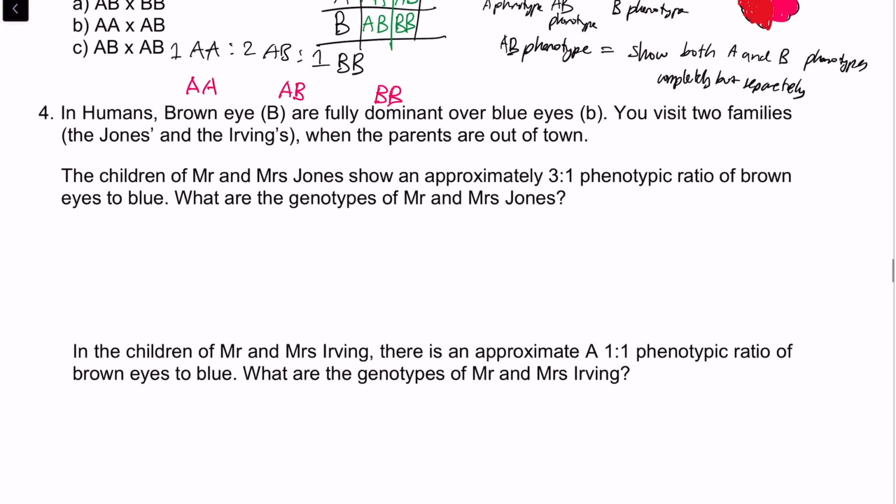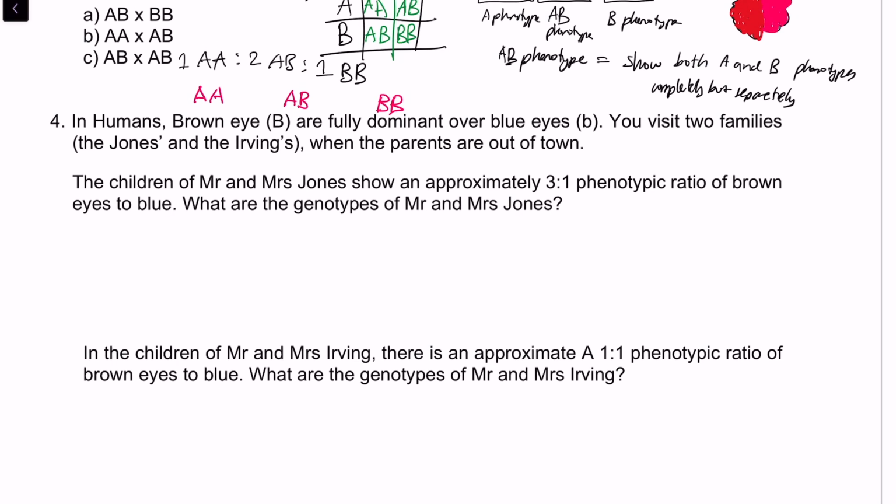Moving on. Question 4. In humans, brown eyes B are fully dominant over blue eyes. You visit two families, the Joneses and the Irvings, when the parents are out of town. The children of Mr. and Mrs. Jones show an approximately 3-to-1 phenotypic ratio of brown eyes to blue. What are the genotypes of Mr. and Mrs. Jones?